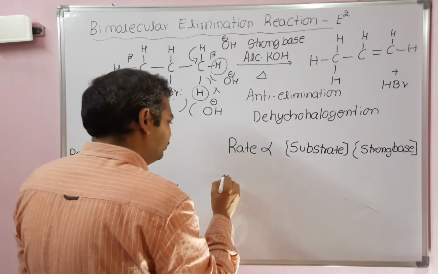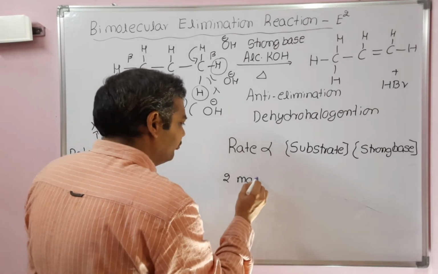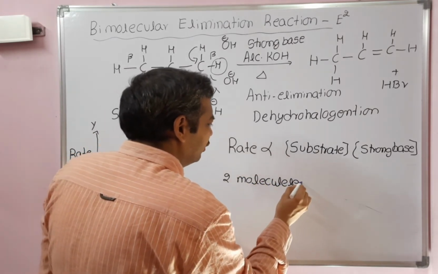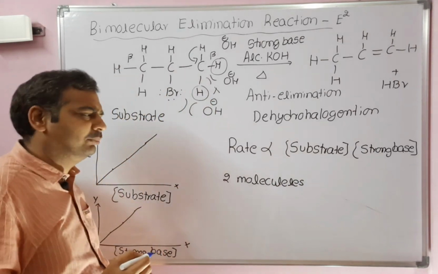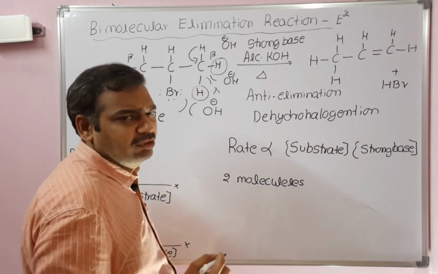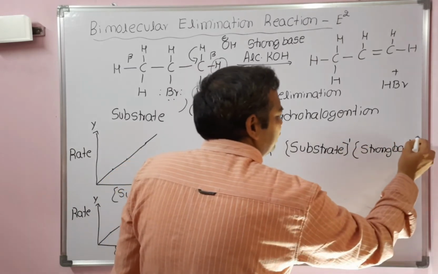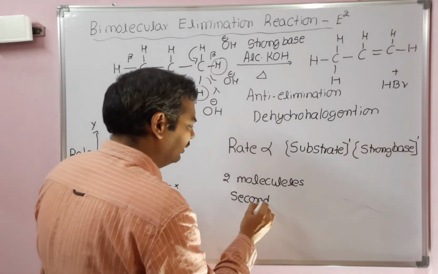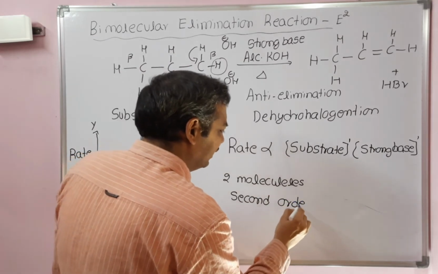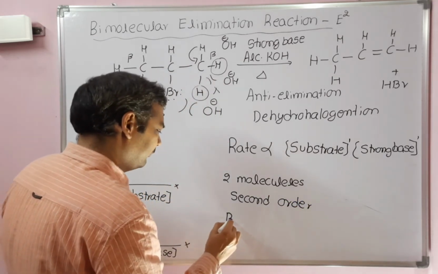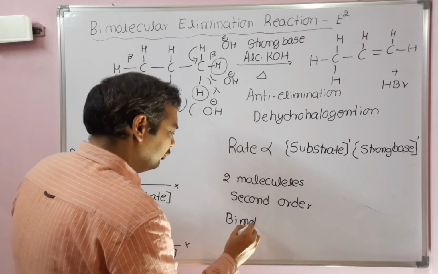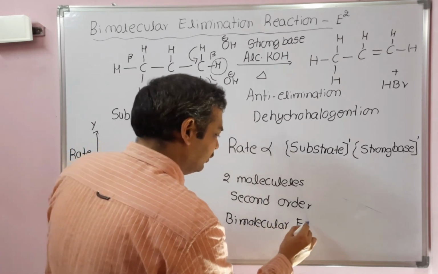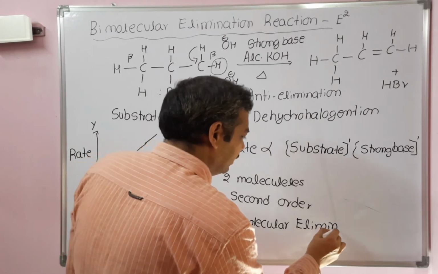In the rate equation, two molecules are involved: one is the substrate and the other is the strong base. Since two molecules are involved, this is one and this is one. This is a second order reaction. Example of second order kinetics. Second order means bimolecular, and it is an elimination reaction. That's why it is a bimolecular elimination reaction.